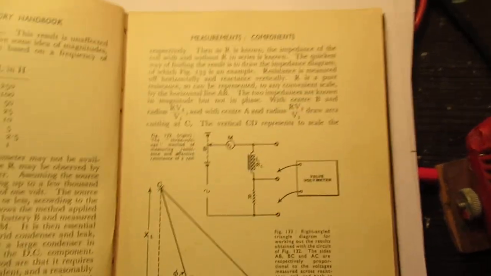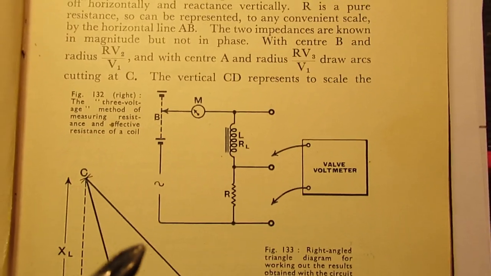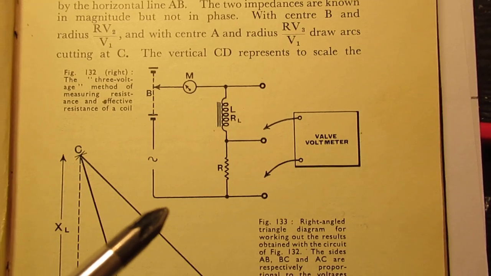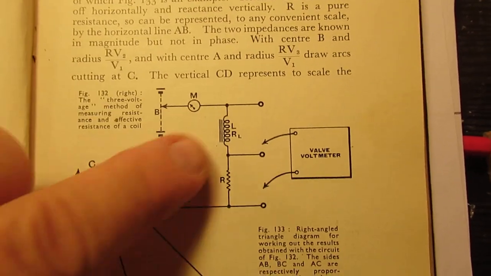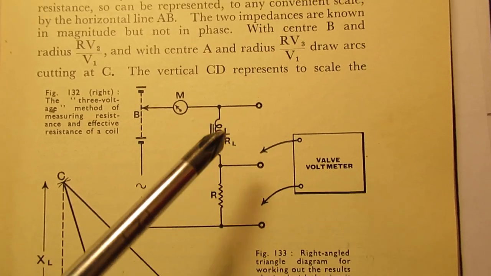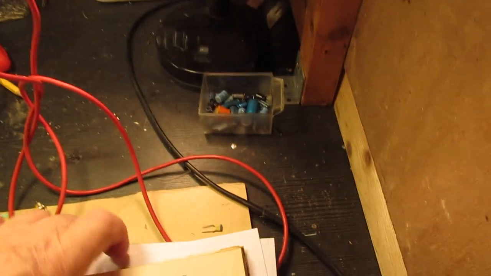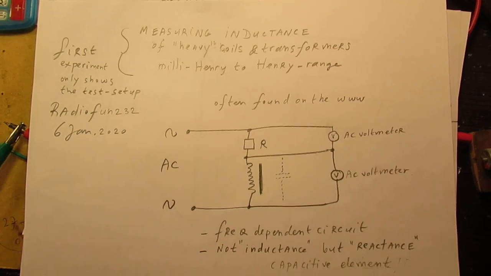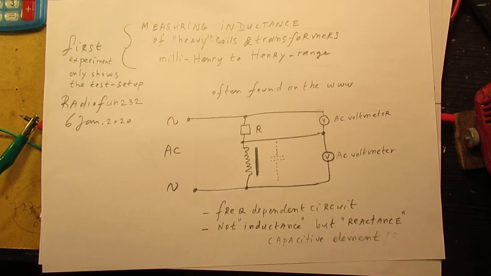This is, by the way, the circuit that you will often find on the World Wide Web. The problem, however, with this circuit is that, as far as I can see, you don't measure pure inductance, but you measure reactance of the coil. Because every coil has a parallel capacitance here. Also, these coils, between the windings, there is parallel capacitance. And this is another way to show the same circuit that is often on the World Wide Web. And they tell that they measure inductance.